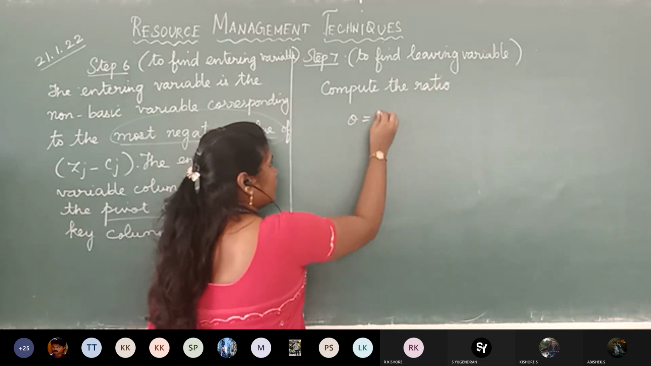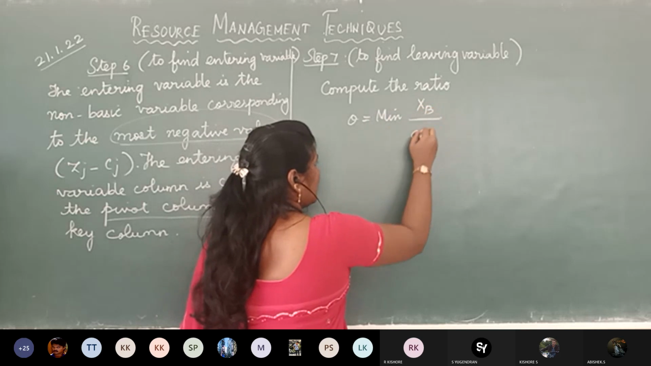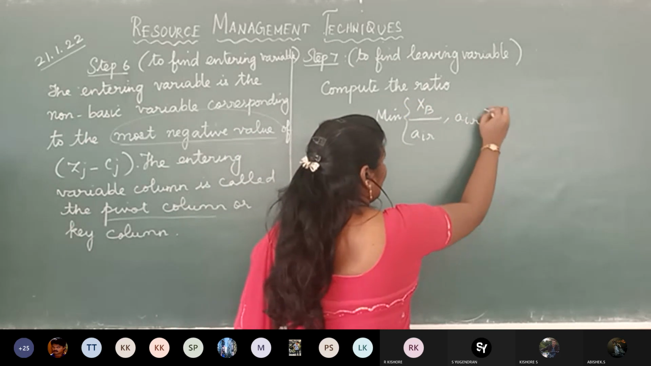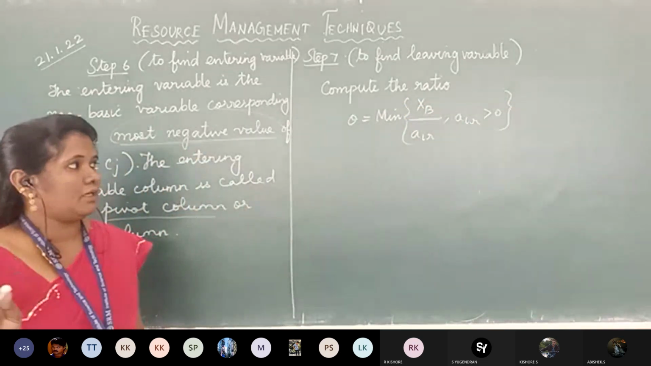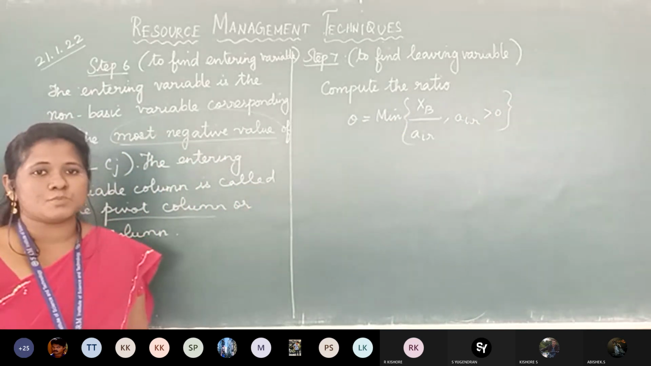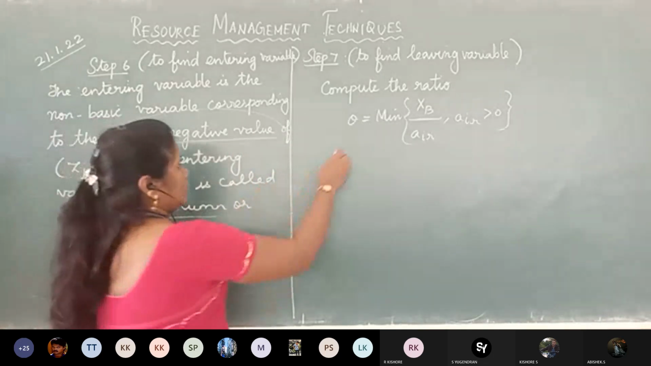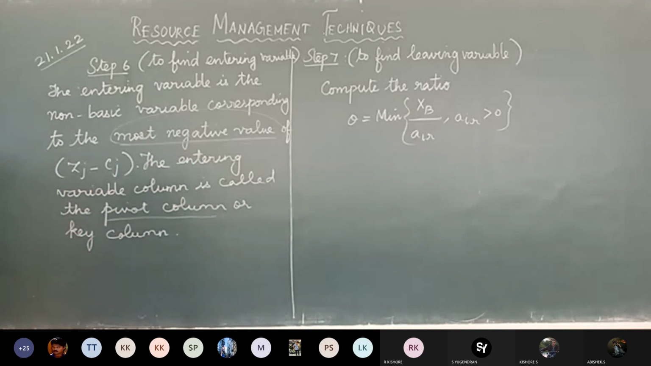Ratio theta is equal to the minimum of xB by a_ir, where your a_ir will always be greater than 0. It should be greater than 0. It cannot be a negative value. If it has a negative value, you cannot do it. Only when it is positive can you find your minimum ratio. So this will be your step 7. Compute the ratio. Write this ratio.